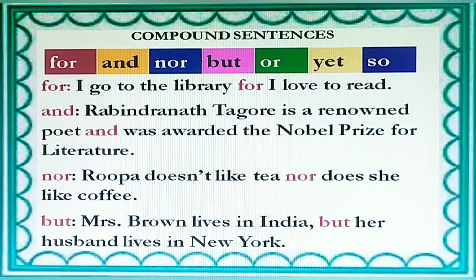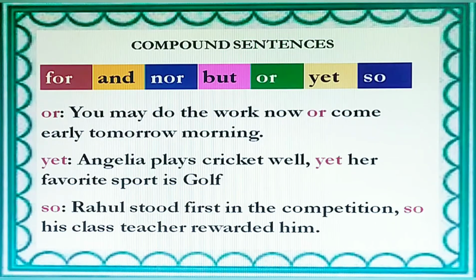Next is, Rupa doesn't like tea nor does she like coffee. Here two sentences, Rupa doesn't like tea and Rupa doesn't like coffee, are joined together using the conjunction nor. Mrs. Brown lives in India but her husband lives in New York. Here two sentences are joined together using the word but. Here two sentences are joined together to make a compound sentence.